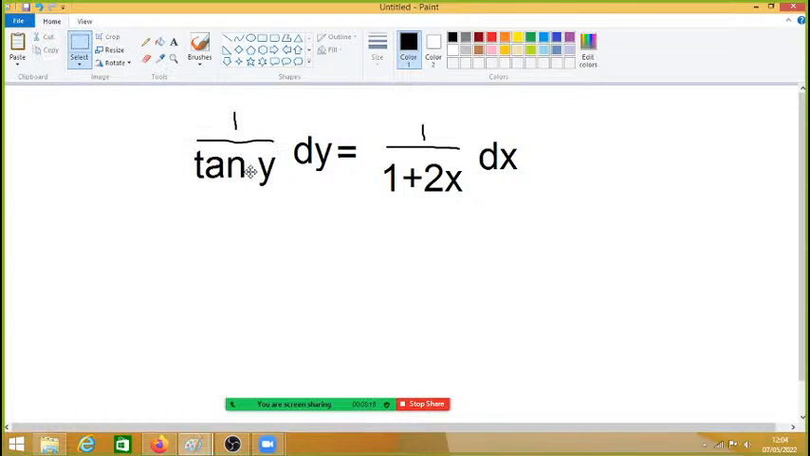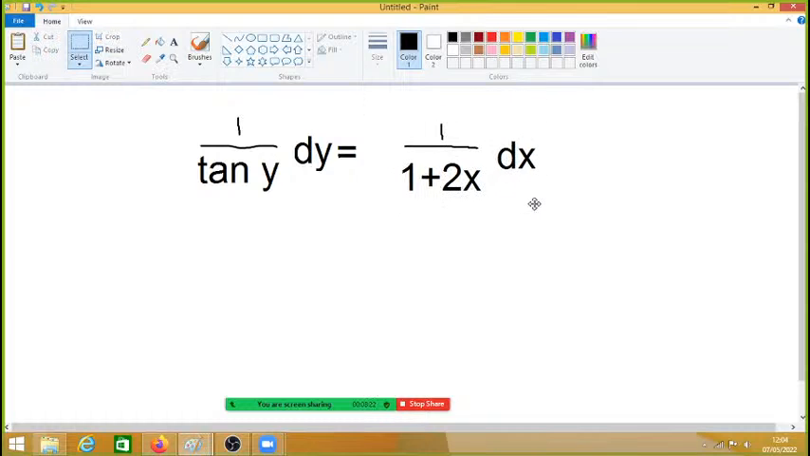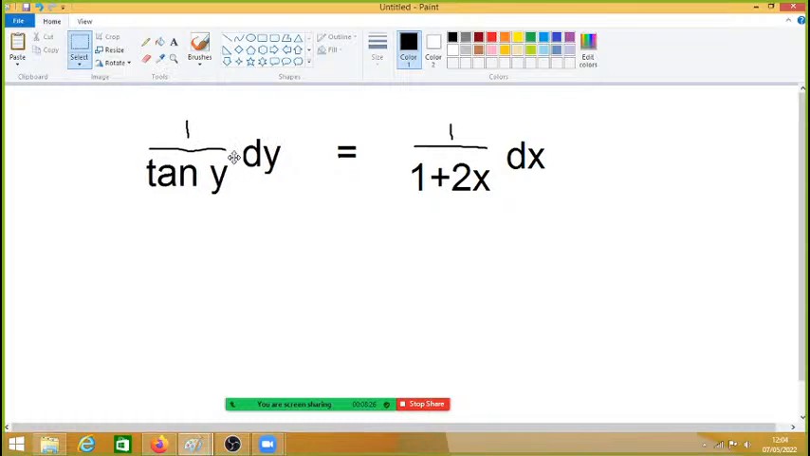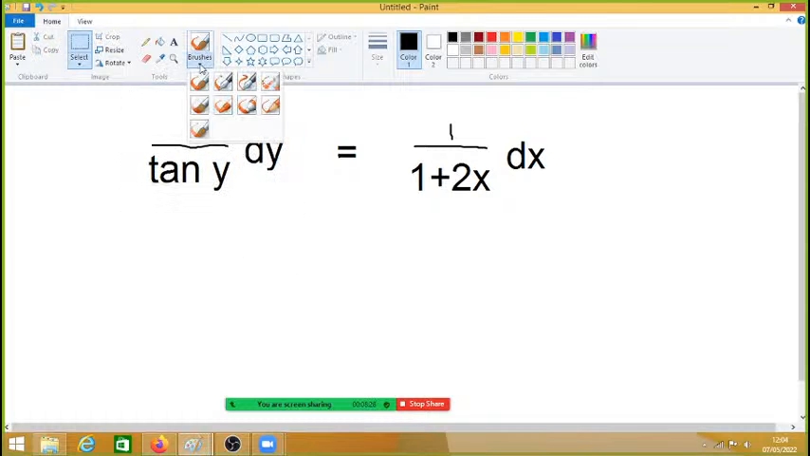And now, because everything's nice and neat and everything's just one letter on one side, what I can then do is integrate. But you integrate each side separately. So I'm going to integrate this side with respect to y, and this side I'm going to integrate with respect to x. It's a bit like doing two integration questions separately. Okay, so the left-hand side, I've got 1 over tan y.